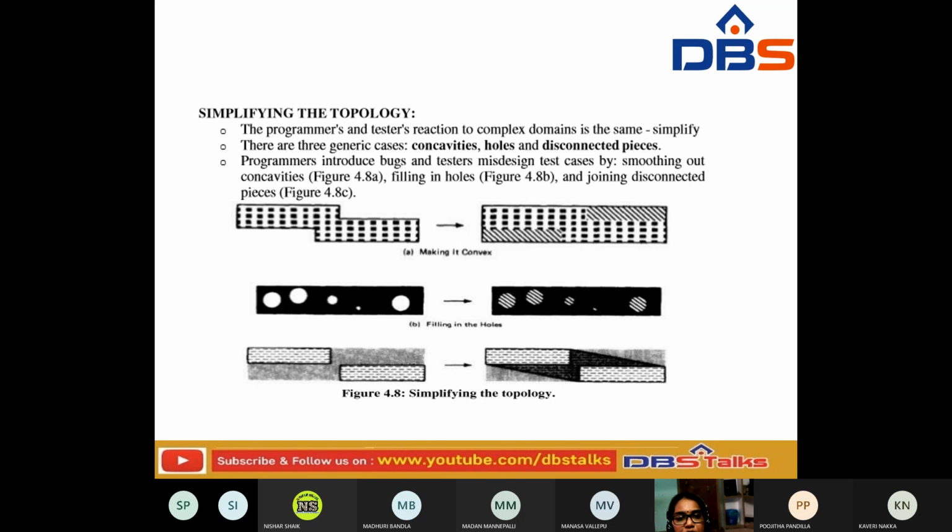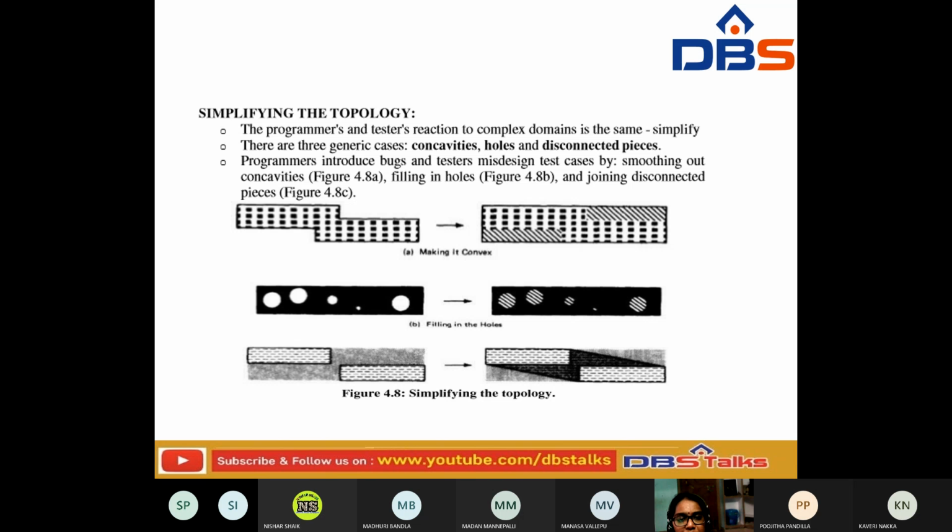See, if the programmers introduce the bugs, the testers misdesign those cases by smoothing out the concavities, filling the holes, and joining the disconnected pieces. If it is like this, at this place and this place, if you fill some holes, then we can make this uneven surface even, that is, we are making it convex.